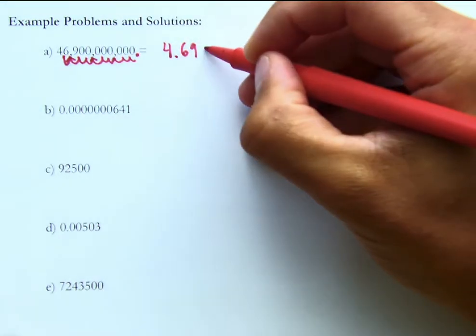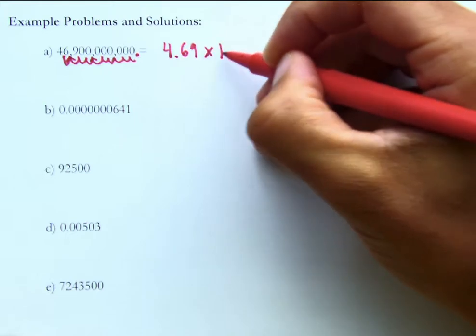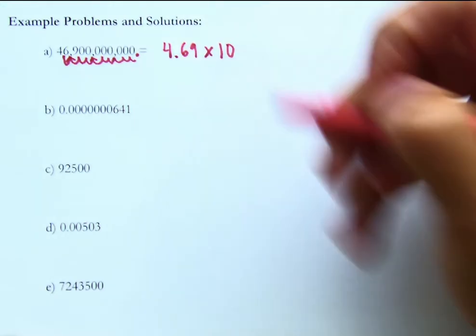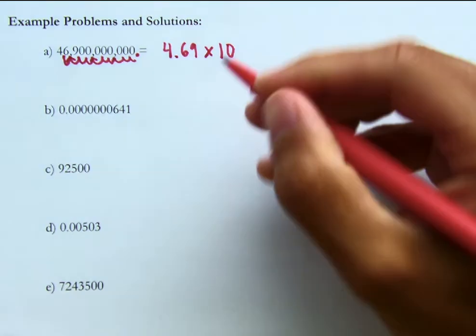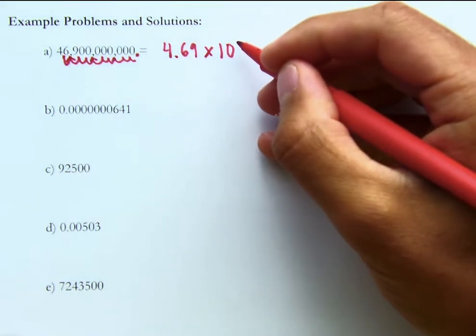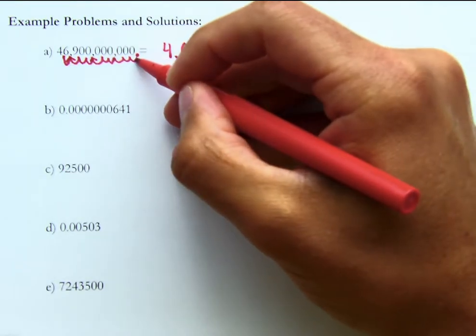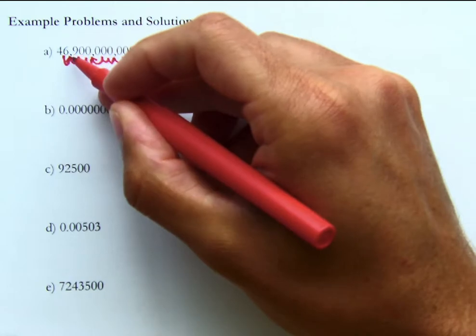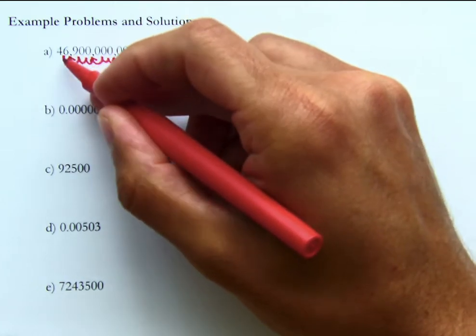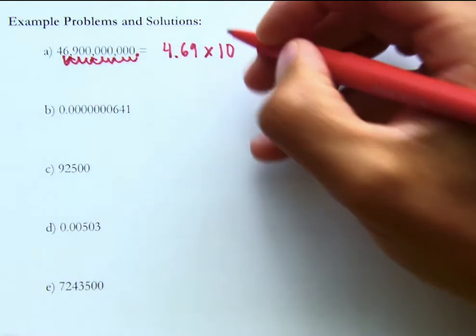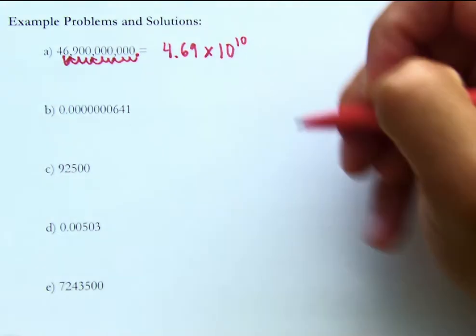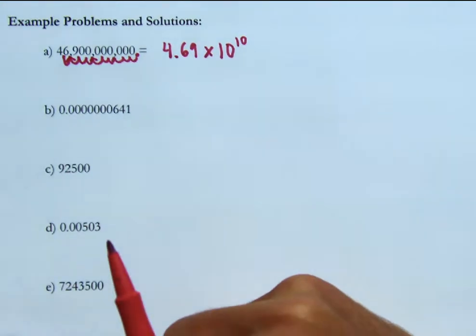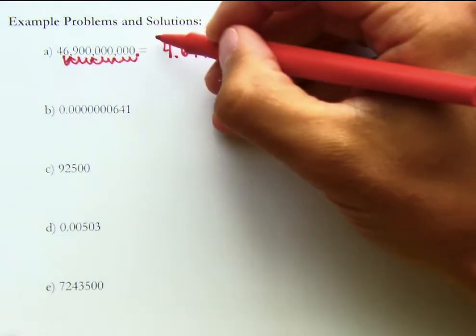Now we're going to take that times 10 to some power. And the power is equal to the number of decimal places that we moved. So we moved 3, 3, 3, and then 1 more. So that's a total of 10 decimal places. Now, this is our answer.